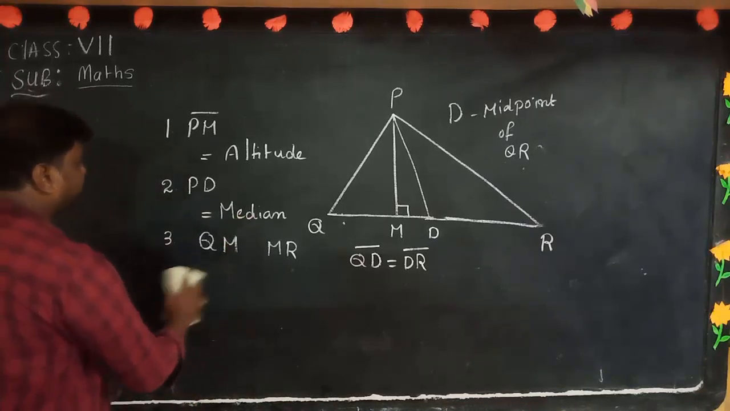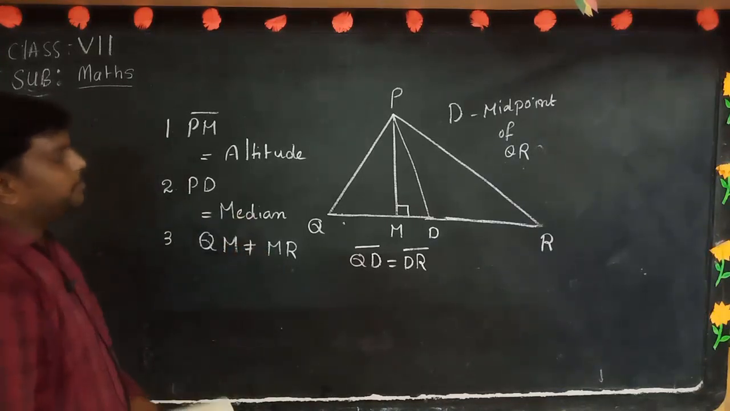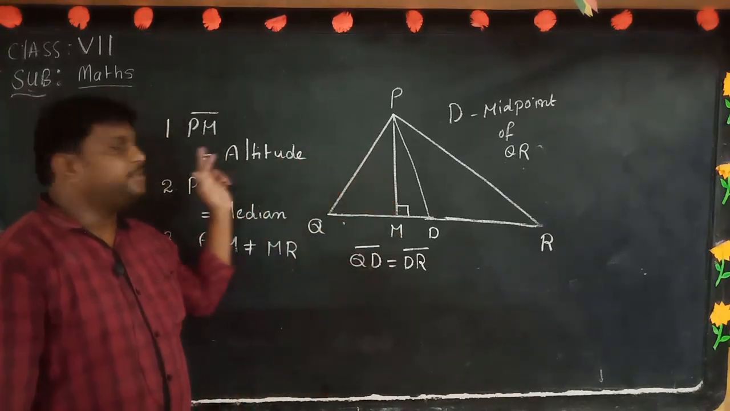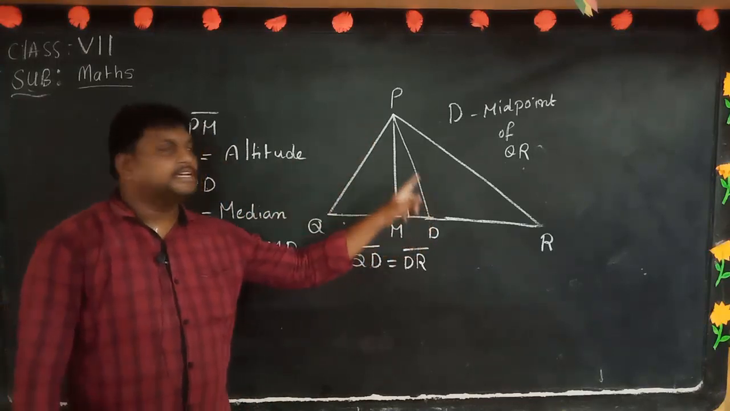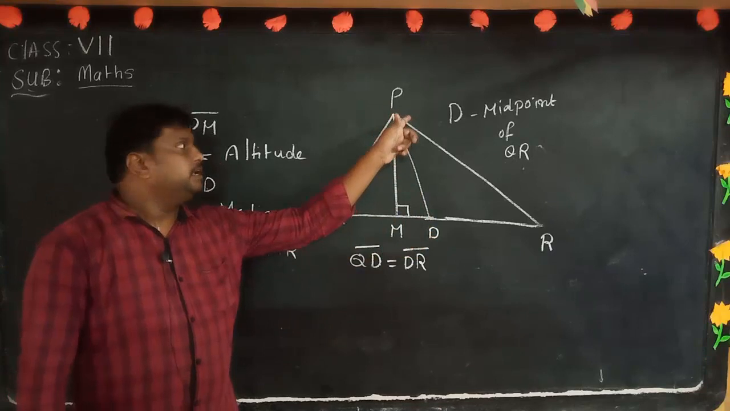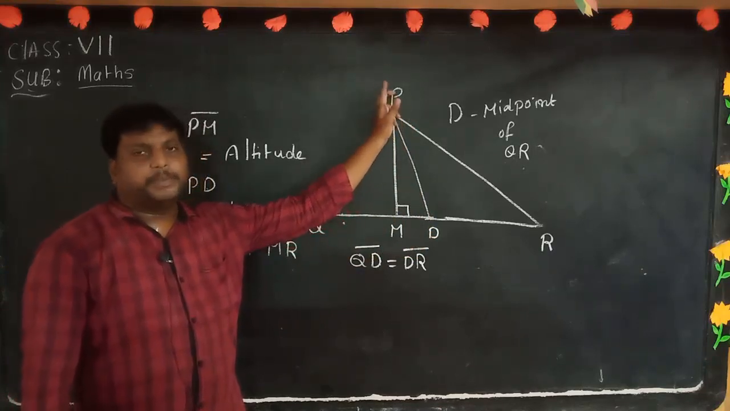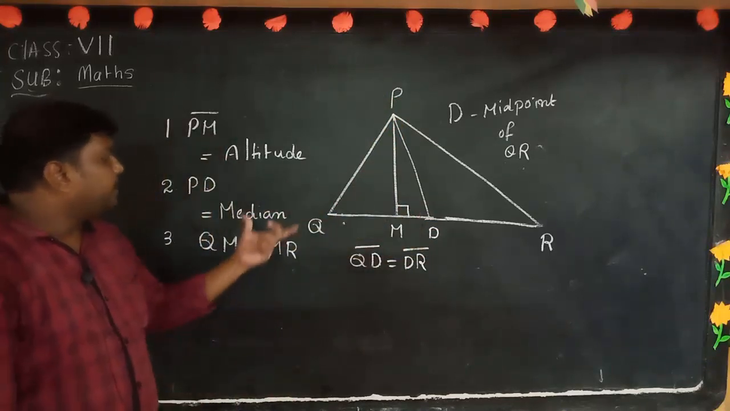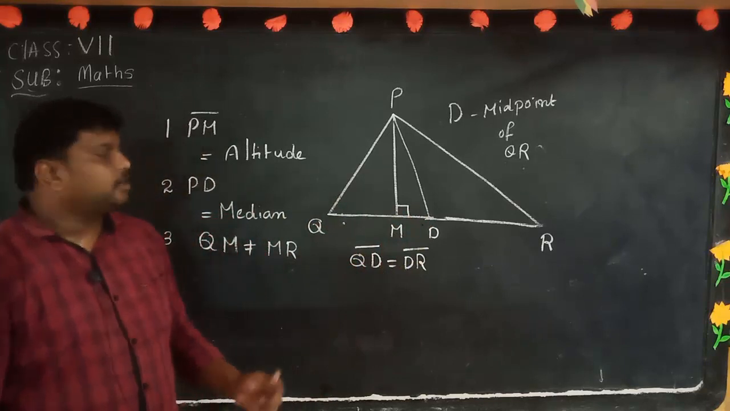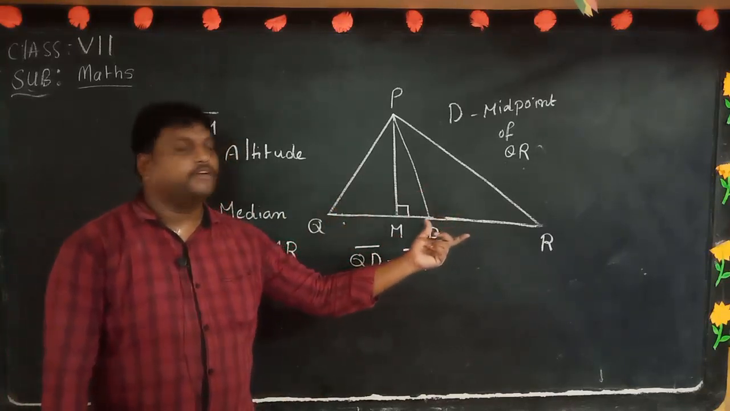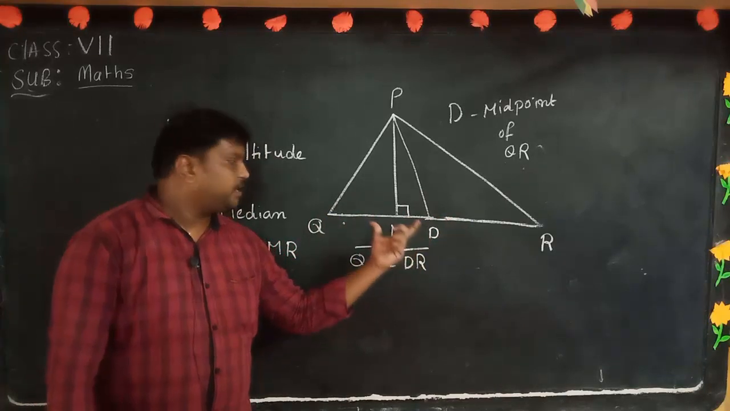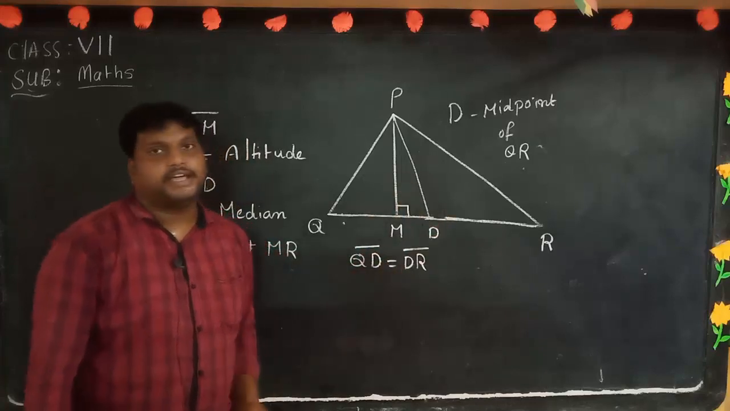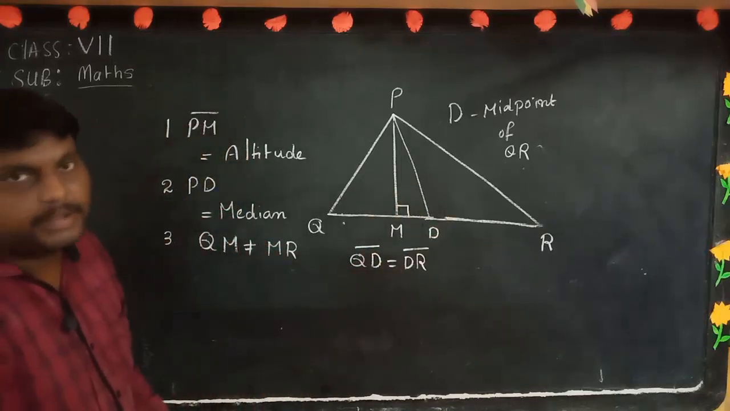I will repeat once again. In the problem they gave, PM is nothing but the altitude, the perpendicular height. That's why PM is the altitude. Then PD is also one line segment that comes from one vertex P to the opposite side, exactly at the middle point. That's why PD is the median. And QM and MR are not equal. Why? Because QD is equal to DR, equal length. D is the midpoint, the exact middle point of Q and R. That's why QD is equal to DR. Okay, the first problem is completed.